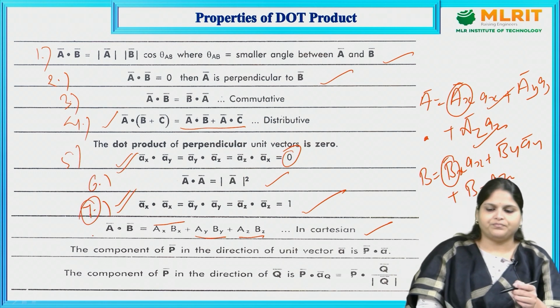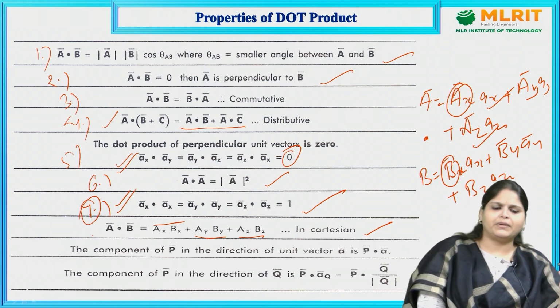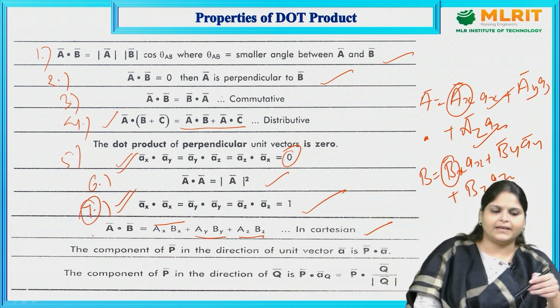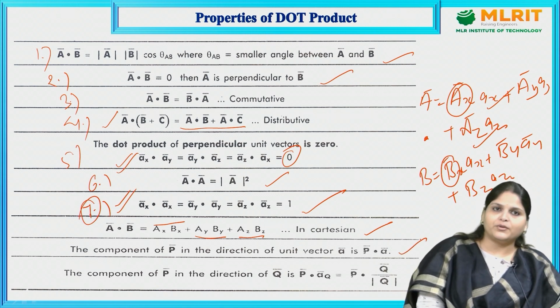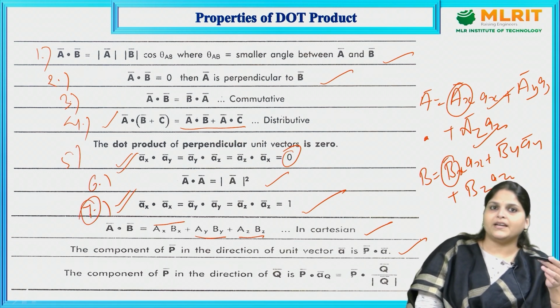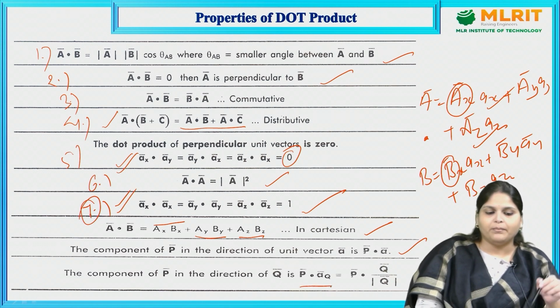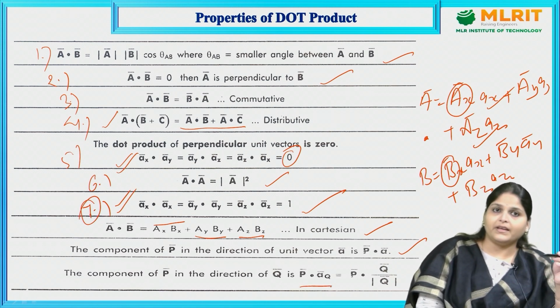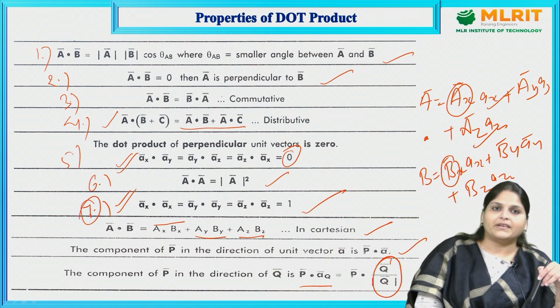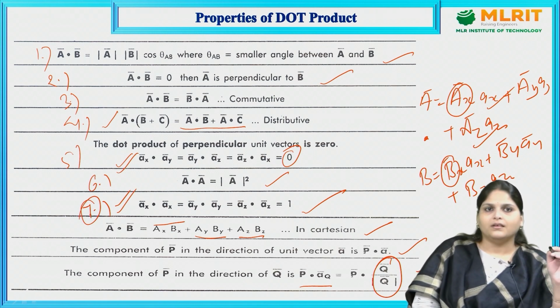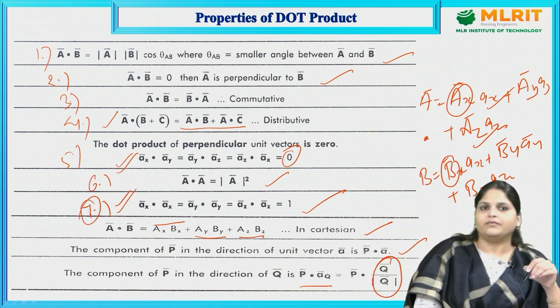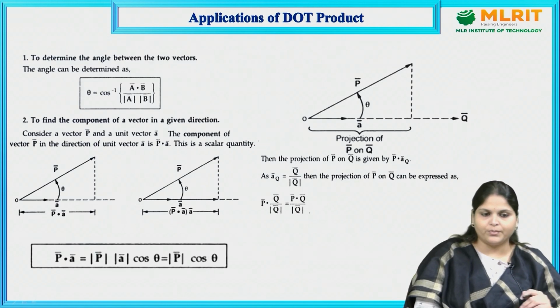Apart from that, we can find the component of p in the direction of a unit vector, right? So when we want to write it in such a manner, it becomes vector p dot vector a. Also, the component of p in the direction of q can be written as p dot a_q, where a_q is equal to vector q upon mod of vector q. So it becomes p dot vector q divided by mod of vector q. So these are some of the properties of dot product.